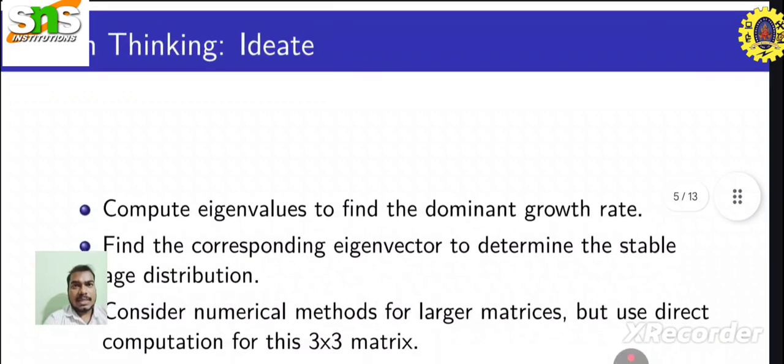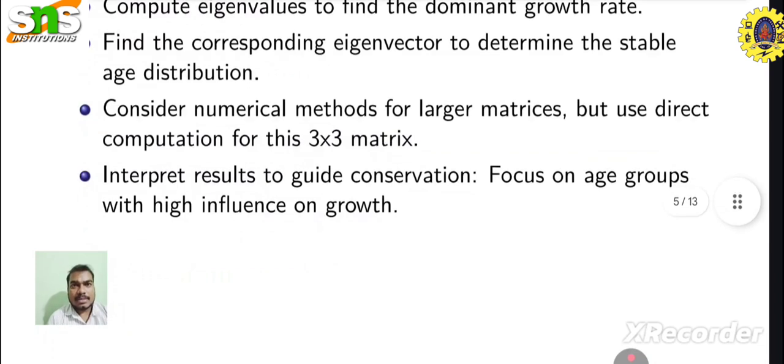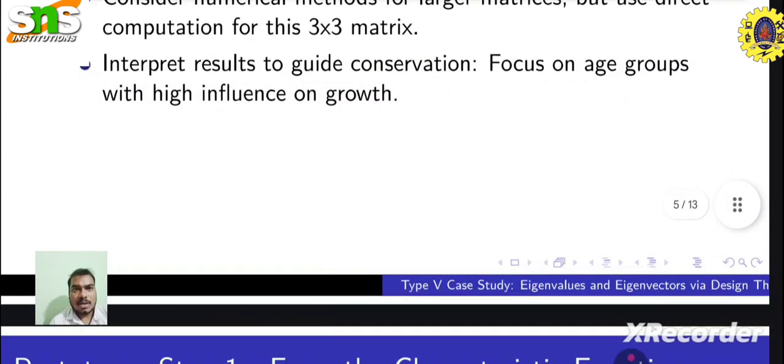Ideate. First, compute the eigenvalues to find the dominant growth rate. Second, find the corresponding eigenvector to determine the stable age distribution. Third, consider a numerical method for large matrices, but use direct computation for this 3 by 3 matrix. Interpret the result to guide conservation, focusing on the age group with high influence on growth.